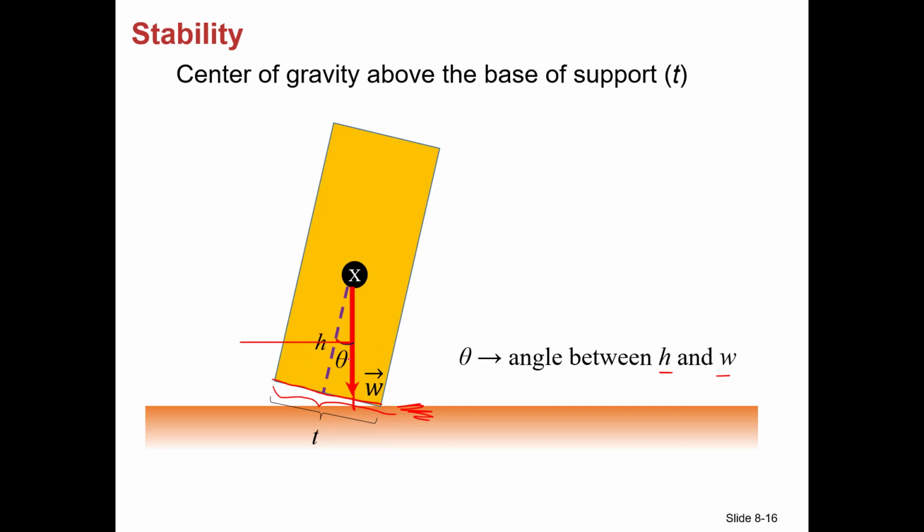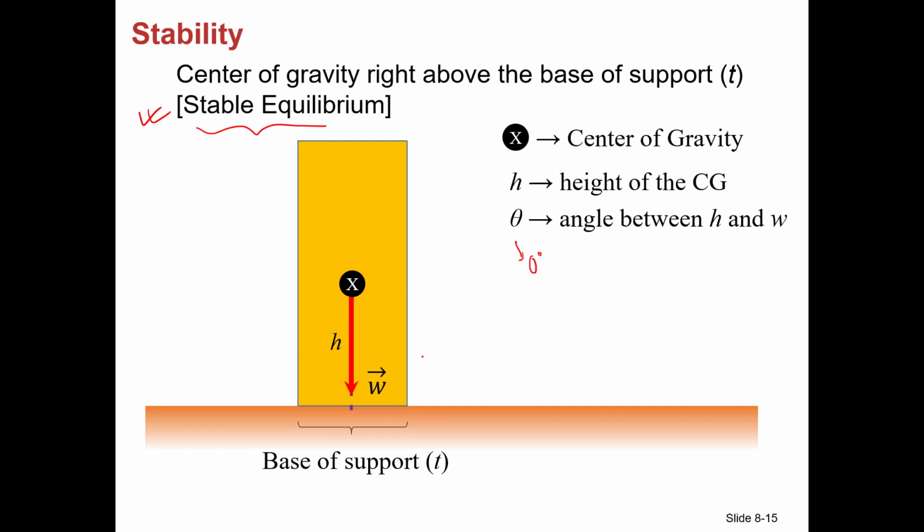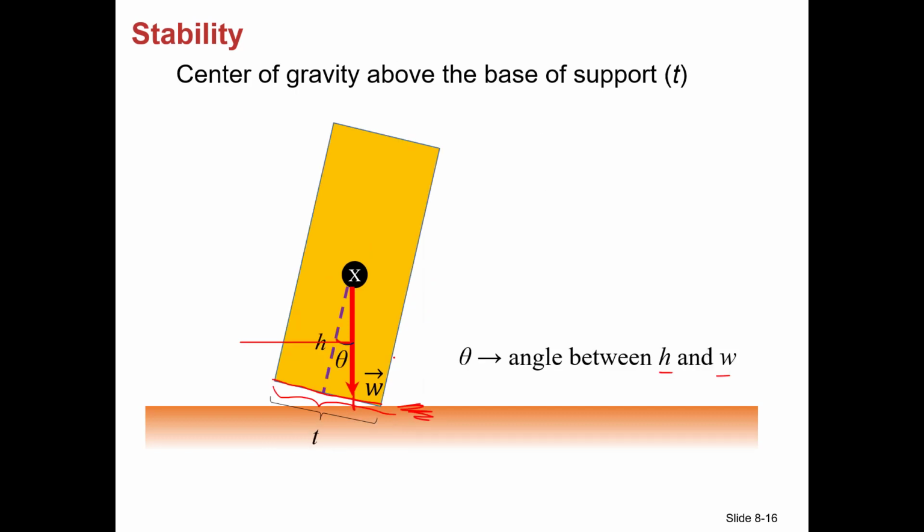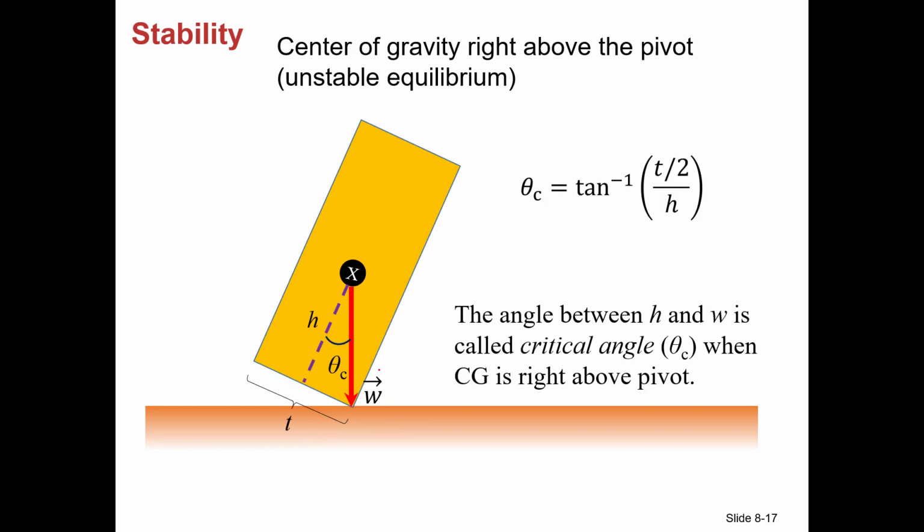So as long as the weight is within the base of support, if you let go of this object, it will go back to this stable equilibrium. Okay, if you tilt it further, you will get this condition where this weight, which is again vertically down, will fall on the pivot. Okay, this is the pivot because this object is rotating about that point.